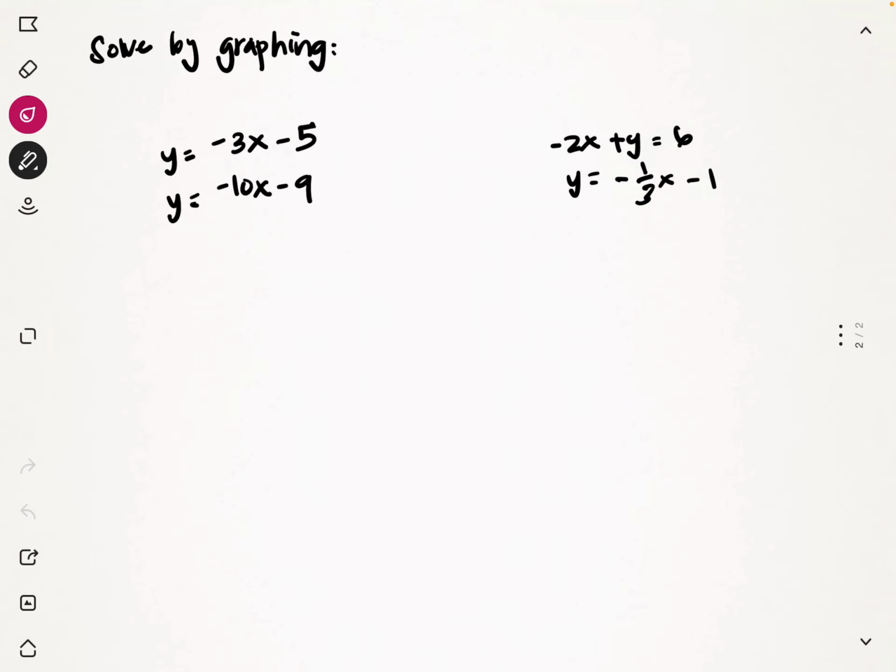Okay, so let's solve these by graphing. We're going to use Desmos, but you have your graphing calculator stuff in your Alex, so you can do it in Alex. If you feel more comfortable doing it in Desmos, that's fine as well. So let's go ahead and graph the first one. Y equals negative 3x minus 5 and y equals negative 10x minus 9.